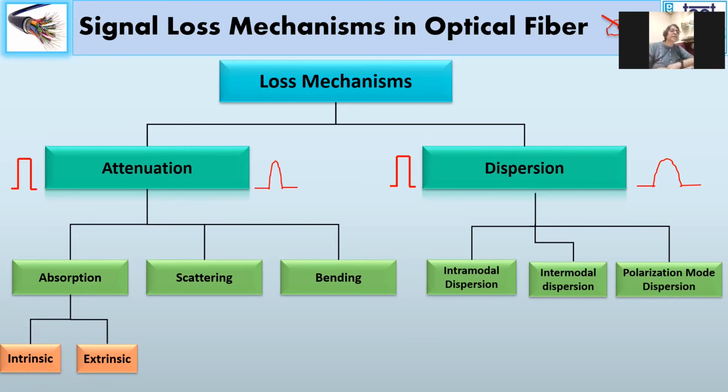Under absorption, we have two classifications: intrinsic and extrinsic. Intrinsic is basically the glass material that you are using; that becomes the reason for absorption of a signal. And extrinsic is the presence of any kind of impurity, which becomes a center for absorption.